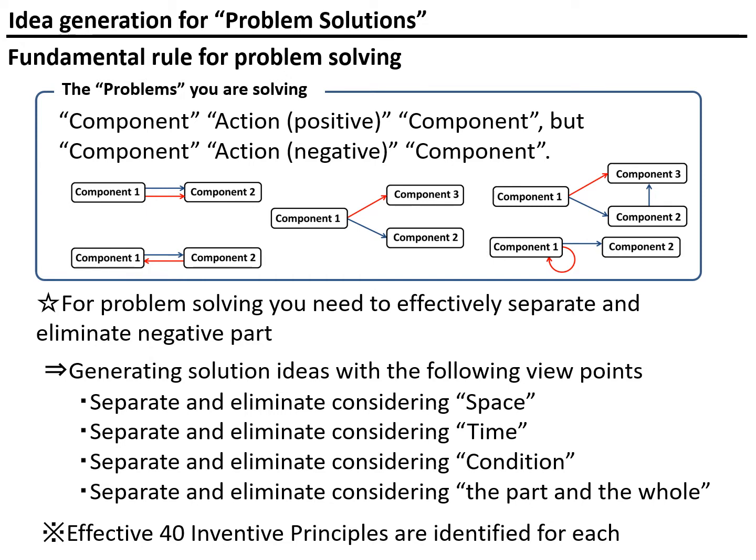So the strategy for problem solution is like this: separate and eliminate considering space, or time, or condition, and the part and the whole, very similar to how you could think about hypothesis for generation mechanisms of a problem. Anyway, effective 40 inventive principles are identified for each of the strategies.